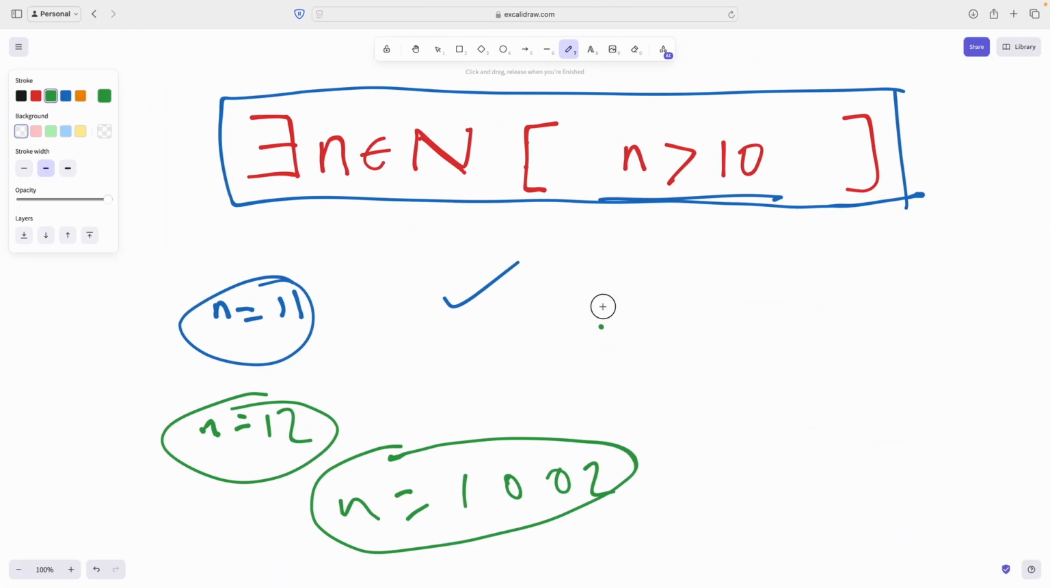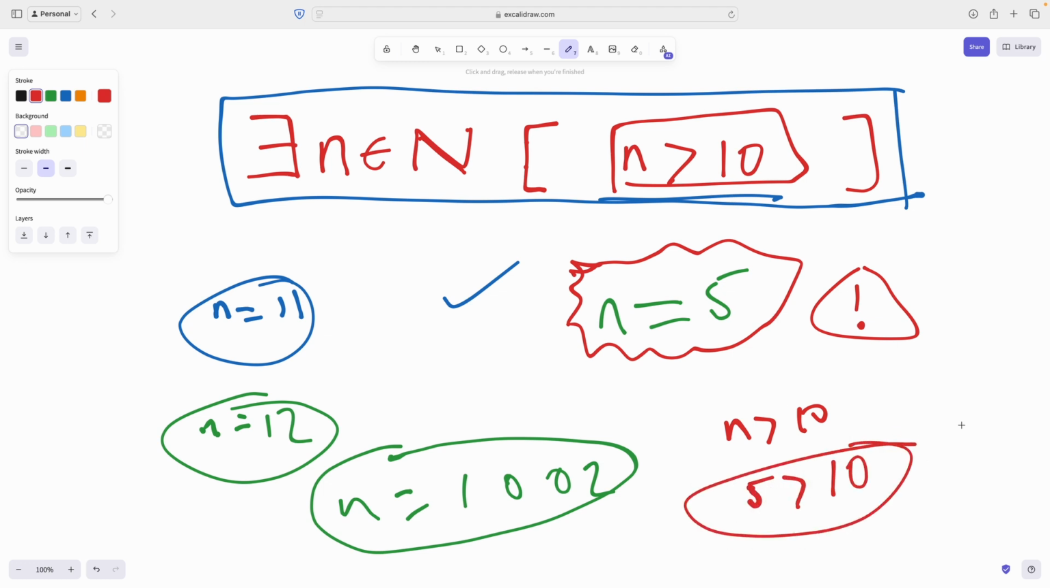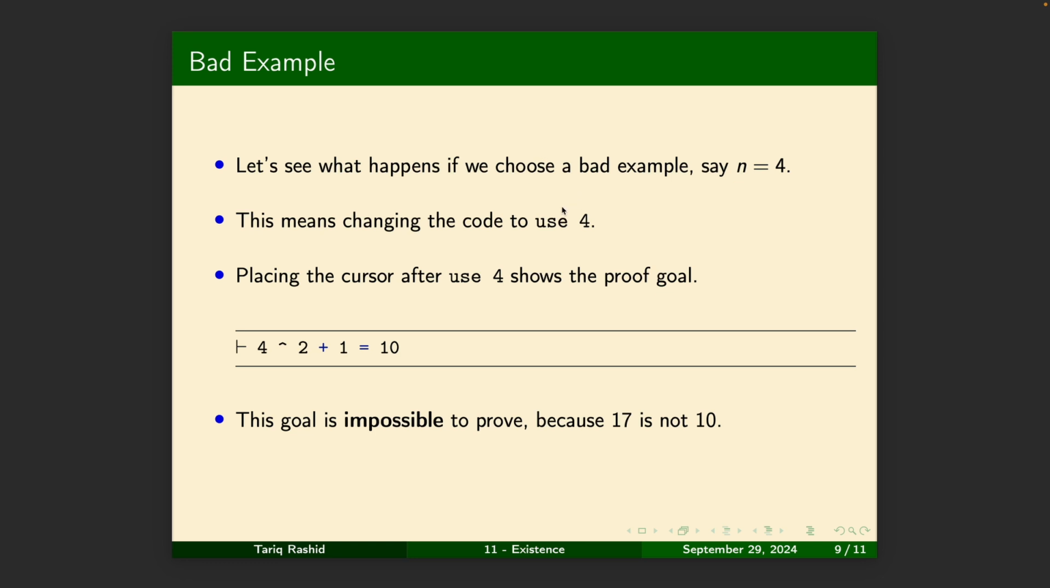So with our example, if we chose n equals 5, that would be a bad example, warning, it doesn't meet this constraint. If we try to substitute that, we want to prove n is more than 10, and if we're saying n is 5, we're trying to prove that 5 is more than 10, which we just can't do. We're never going to prove that, so that will always fail. So let's see what that looks like in live Lean code.